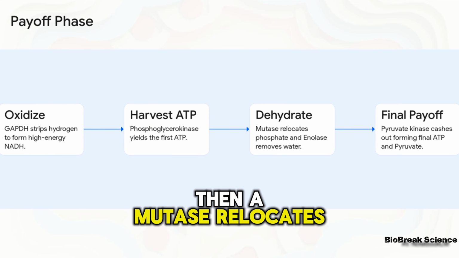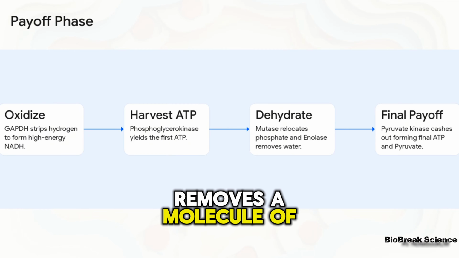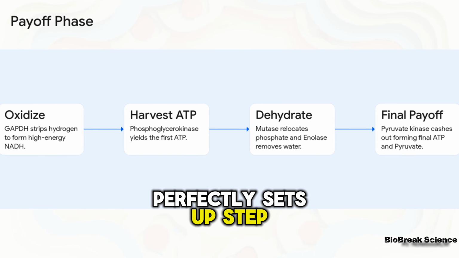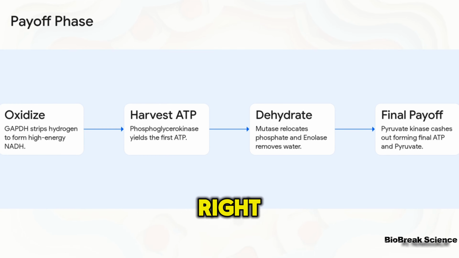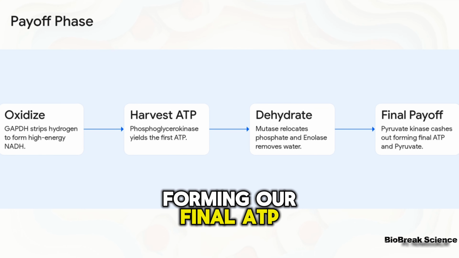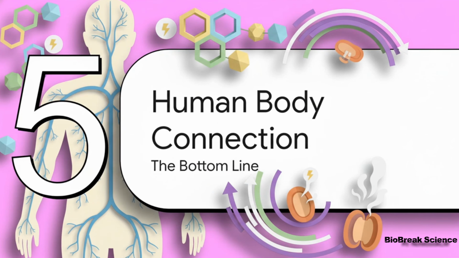Then, a mutase relocates the remaining phosphate, and an enzyme called enolase removes a molecule of water to create a really unstable, high-energy compound. Which perfectly sets up step 10, the grand finale payoff. Right. Pyruvate kinase cashes out that last phosphate, forming our final ATP and leaving us with our ultimate end product, pyruvate. Let's bring this into the real world with section 5, the human body connection.